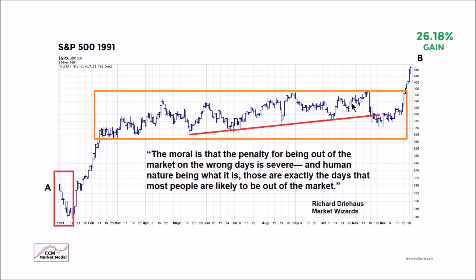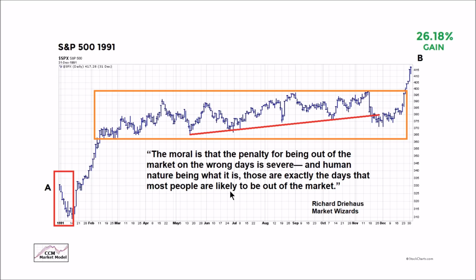Here, we've been going sideways for several months, which is incredibly frustrating. Whipsaws all over the place. If you drew a simple trend line dating back to May, you can see that we stayed above that trend line for several months. We violated it here. Human nature being what it is, those are exactly the days that most people are likely to be out of the market. Right after that, in a very short period of time, the market makes a big move. I think most of us would be thrilled with a 26% gain in any calendar year.